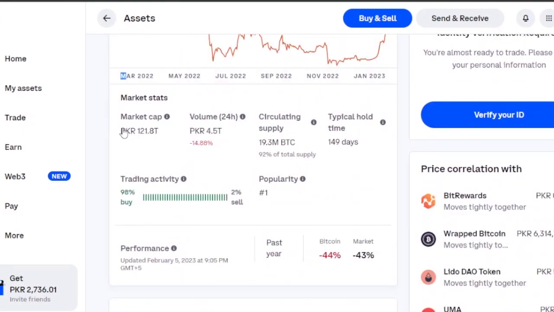Right here you have your market stats: you have your market cap, volume over 24 hours, circulating supply, typical hold, and trading activity, buy and sell. Buying is 98% and selling is 2%. No one is selling their Bitcoins right now, but there are a lot of people buying. So if you want to sell your Bitcoin right now, you are going to see a lot of buyers. And if you want to buy Bitcoins, then it is very difficult to get hold of a seller, because the buyer ranges are very high. People are trying to get hold of any Bitcoin that they can.